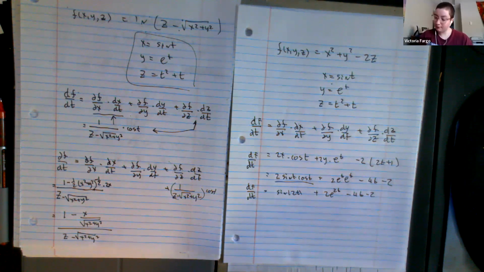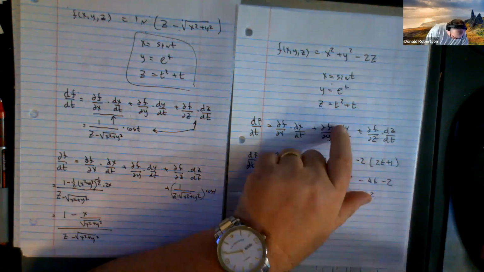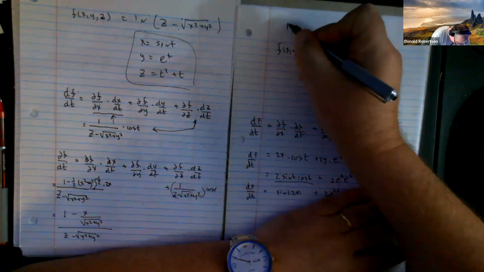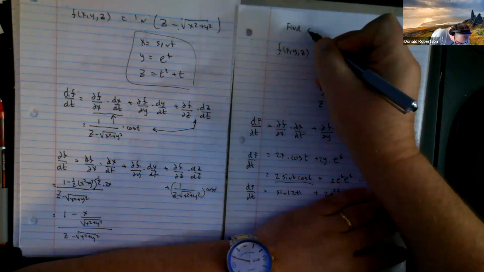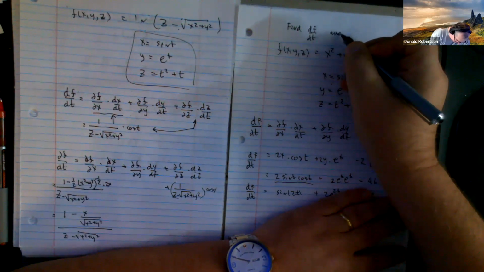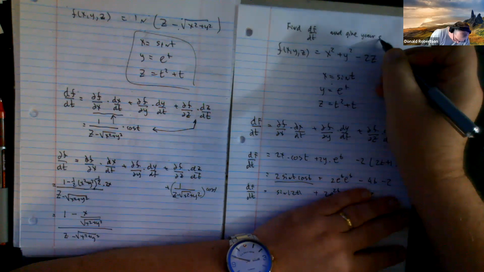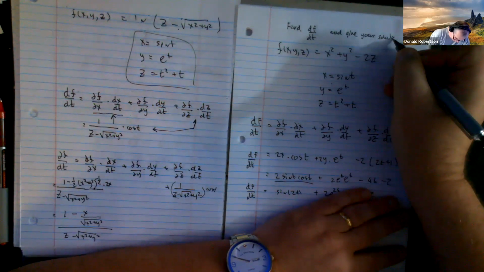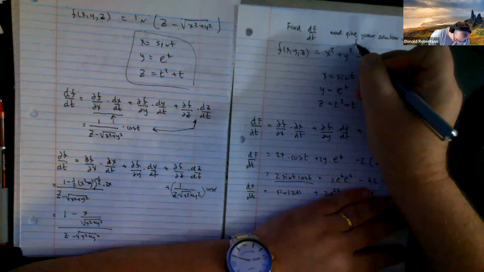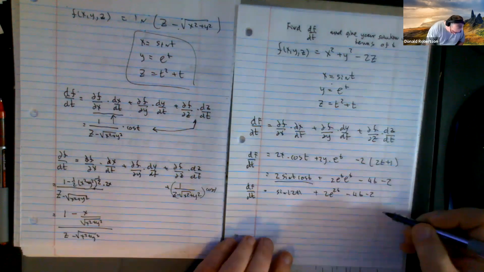Thank you. Right. Now, pay attention to the way a question like this could be phrased. It could say find df by dt and give your solution in terms of t. And that is the answer.